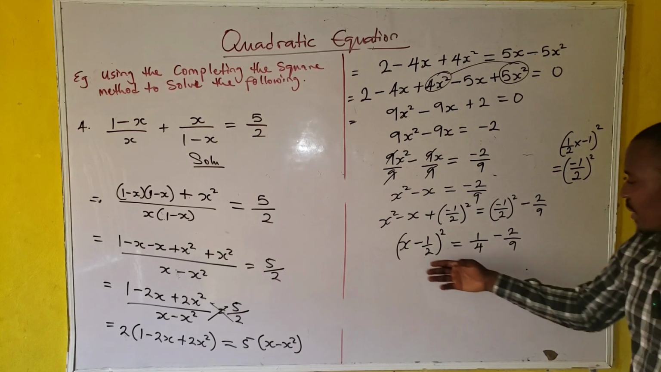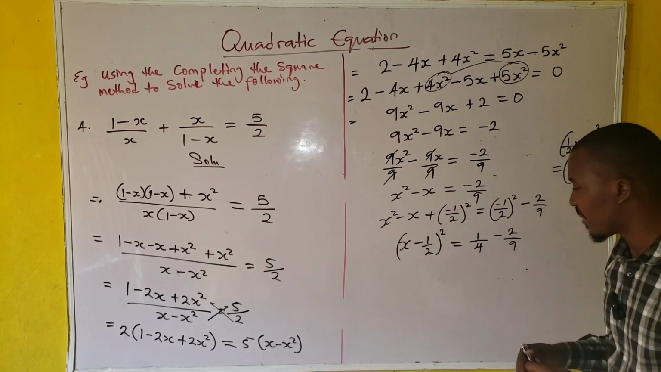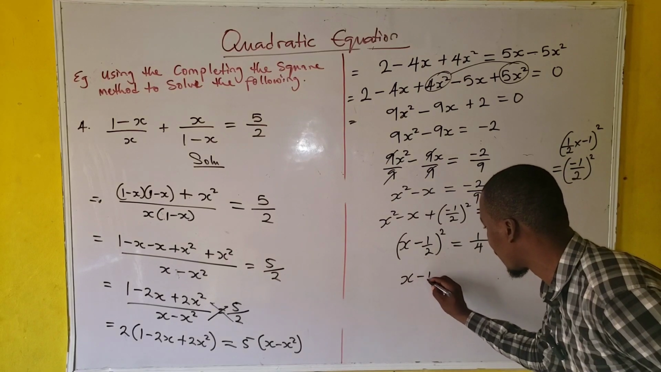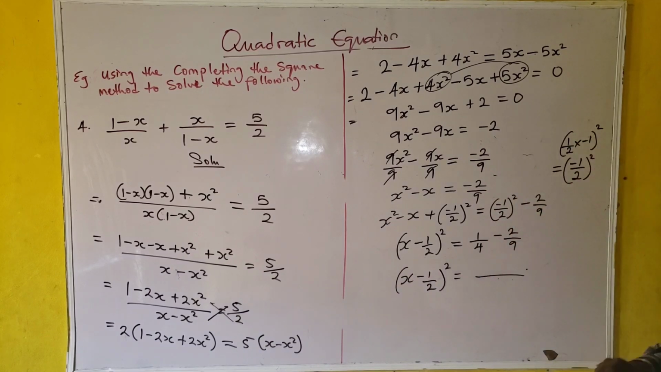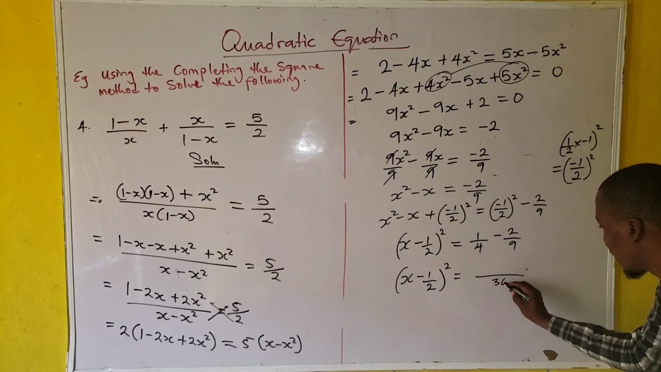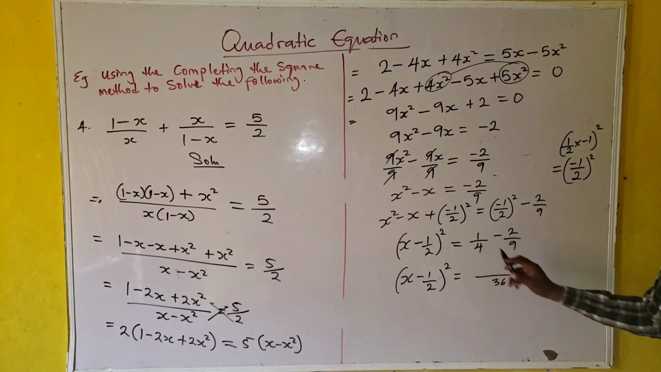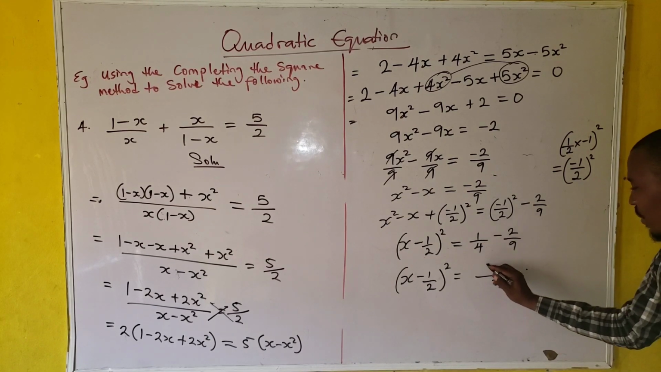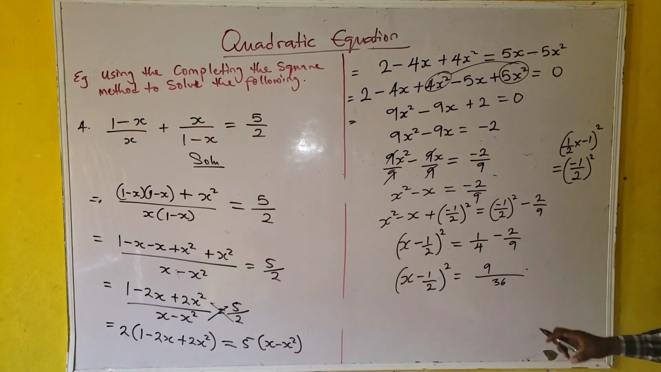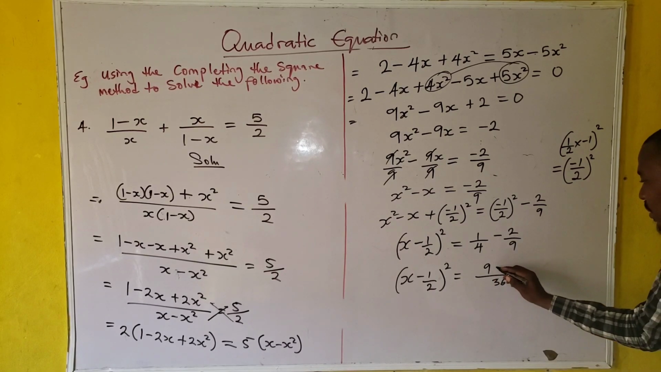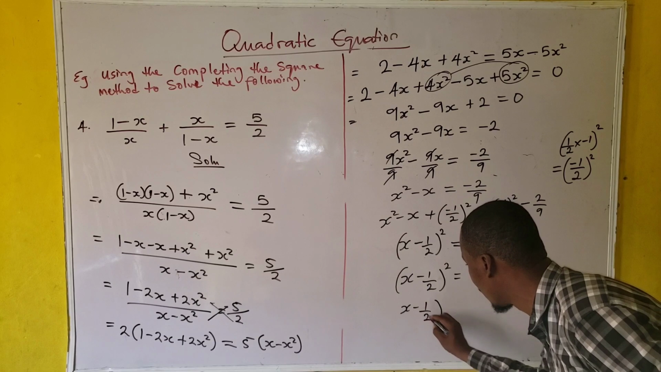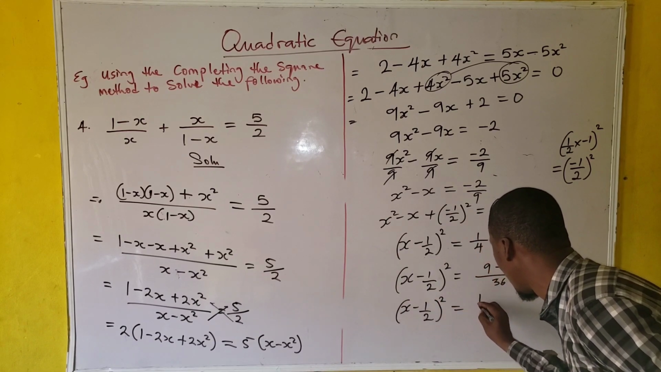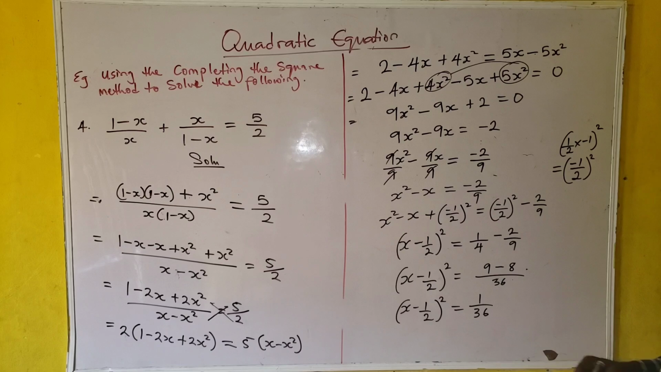So we are not done simplifying, so we need to finish up simplifying. That will give us s minus 1 over 2 all squared equals to, LCM of 9 and 4 will give us 36. Okay, so 36 divided by 4 will give us 9. 9 times 1 will give us 9. 36 divided by 9 will give us 4. 4 times 2 will give us 8. So I have s minus 1 over 2 all squared equal to 1 over 36.